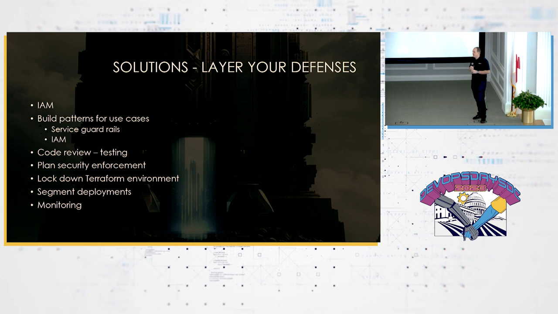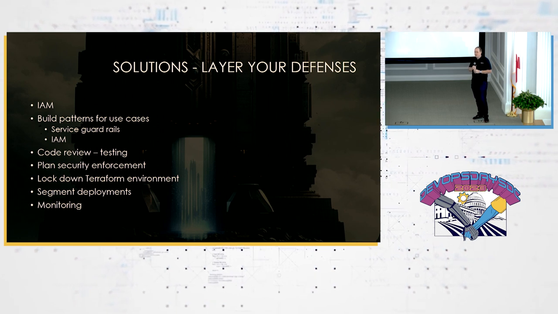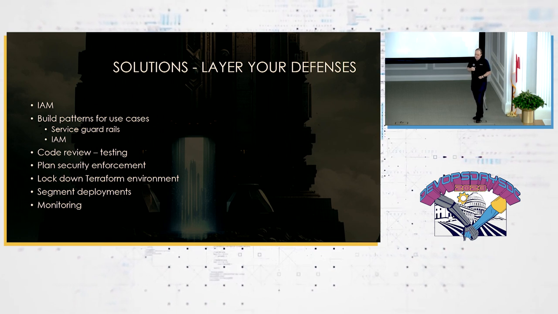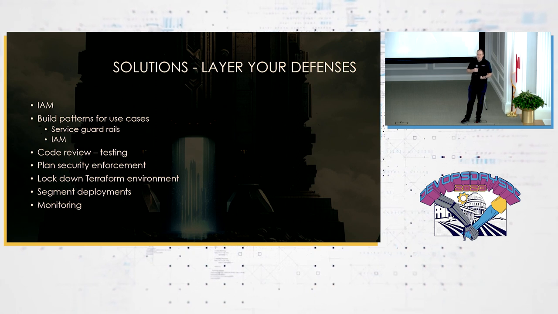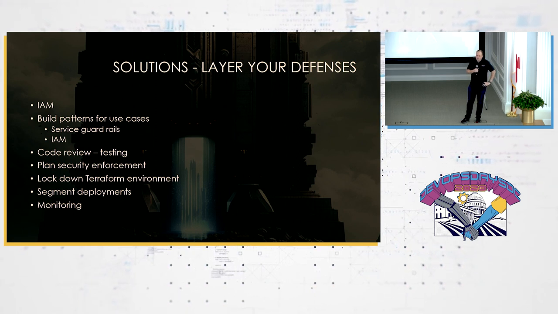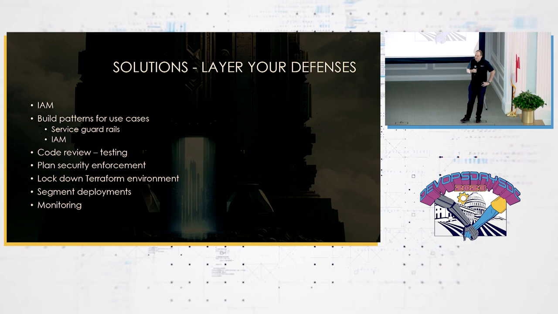So how do you defend against some of the issues we see with Terraform and pipelines? IAM is a big one. Patterns are another way. Code review with things like Semgrep, locking down your environment is important. And yeah, that's it. Hopefully I didn't bore you too much.